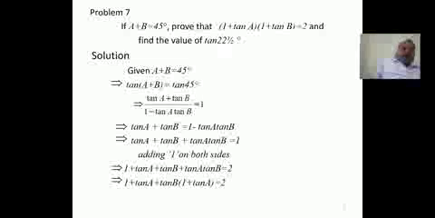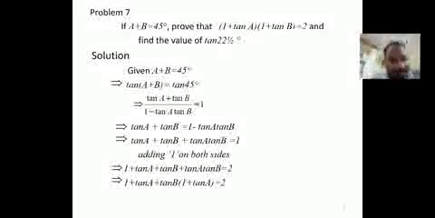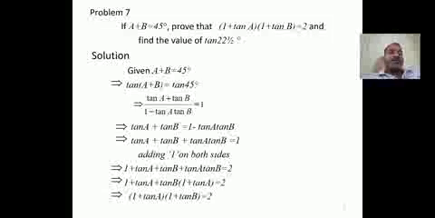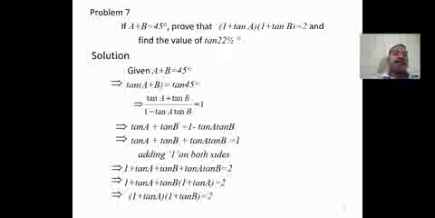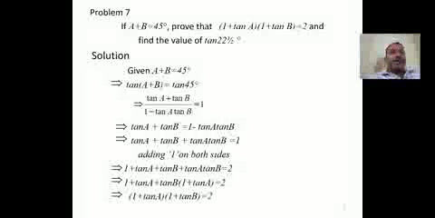By taking tan b common in the last two terms, the left hand side, we will get it as 1 plus tan a into 1 plus tan a plus tan b into 1 plus tan a equal to 2. By taking 1 plus tan a common, 1 plus tan a into 1 plus tan b equal to 2. This is the required result. But the additional problem is there, that we have to find the value of tan 22 and half.